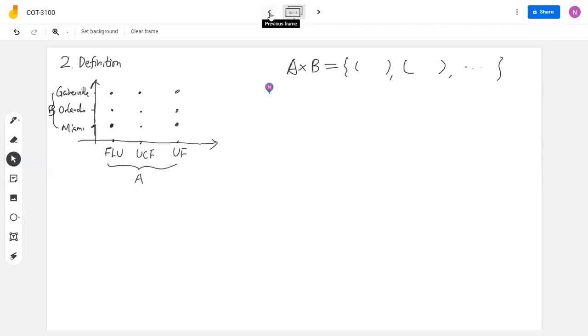So if I define this as located in, let me change the color. I know that this dot satisfies this property. UCF is located in Orlando, and UF is located in Gainesville. And all the other 6 points don't satisfy this relation. And therefore, it's clear that we should define mathematically that a relation is a subset of the Cartesian product between 2 sets.